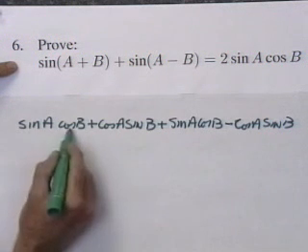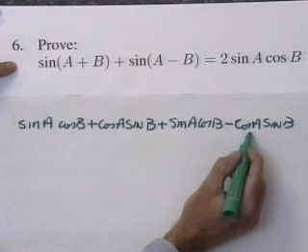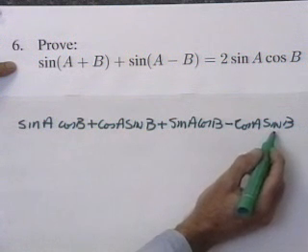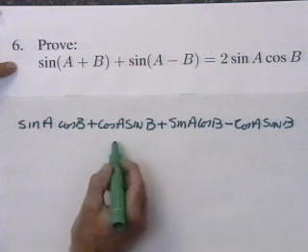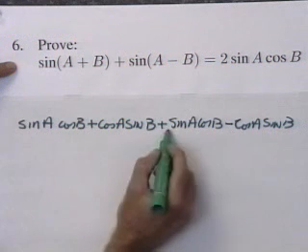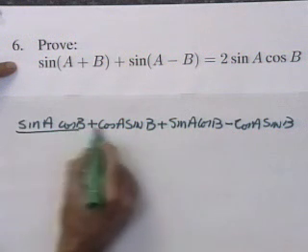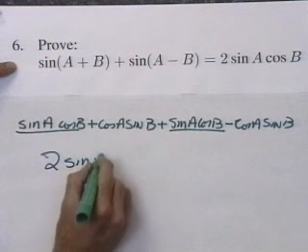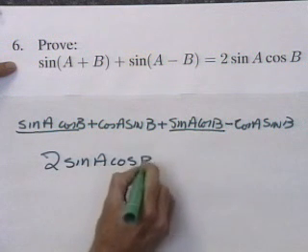Now, sine A cosine B minus, let's see, what do I have? Cosine A sine B. That's not the one I want. Let's see. Sine A cosine B. I have this sine A cosine B right here. So I'm going to take this and add them together. That's 2 sine A cosine B.